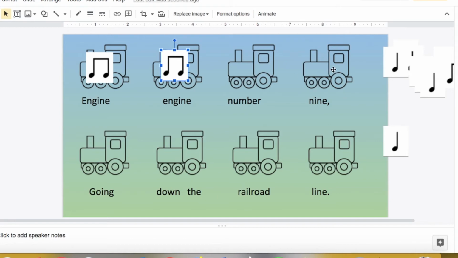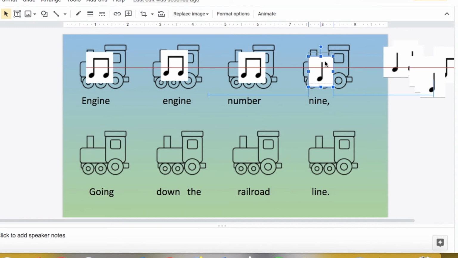What about number? Number, number. That's also two sounds, so that's going to be a ti-ti. Here comes that last one, 9. Is that one sound on a beat or two sounds on a beat? 9. It's one sound on a beat, so we're going to put our ta right there. So now our first line, engine, engine, number 9. If we were going to read the rhythms, we would say ti-ti, ti-ti, ti-ti, ta.